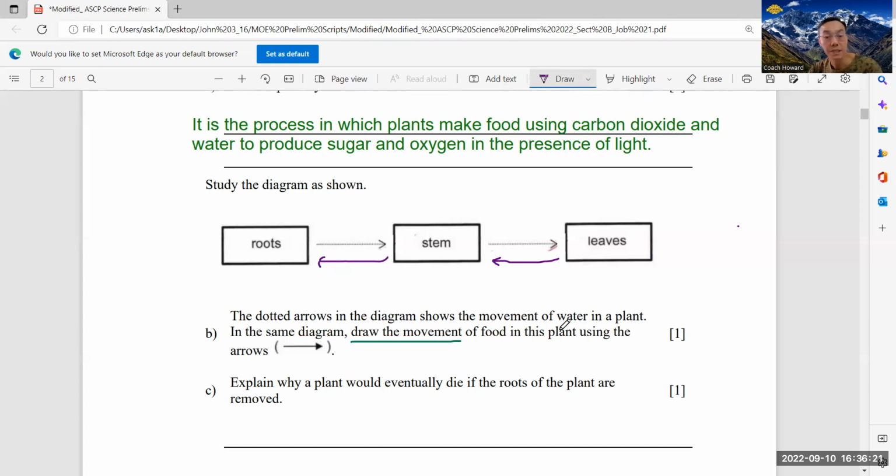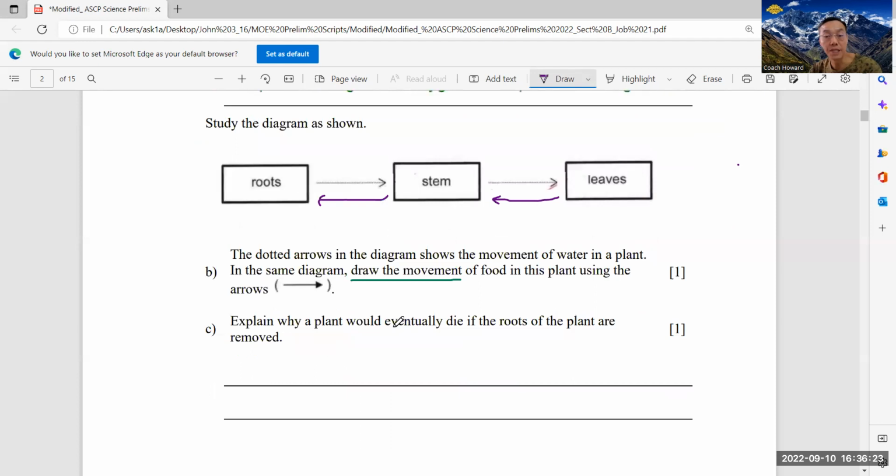Okay, next, explain why a plant would eventually die if the roots of the plant are removed. So as you know, the function of the roots mainly is to absorb water and minerals. So you should say that the plant is not able to absorb water when the roots are removed, therefore it cannot carry out photosynthesis.